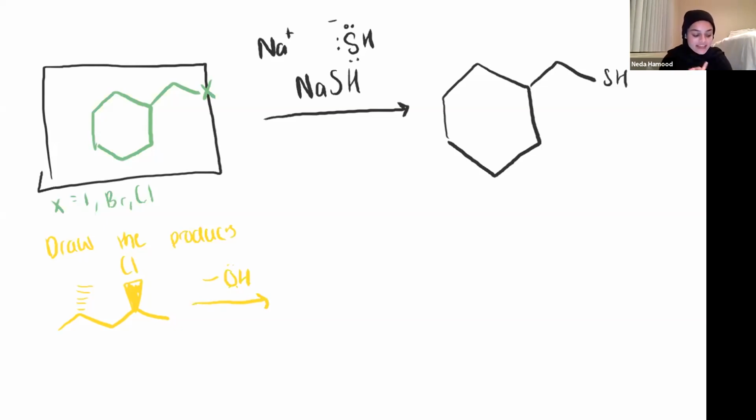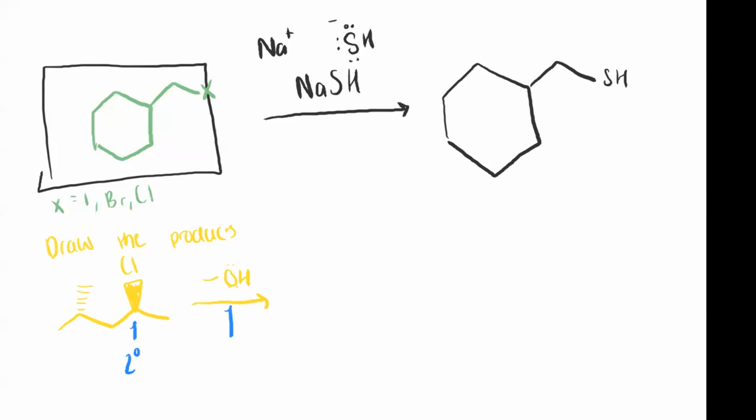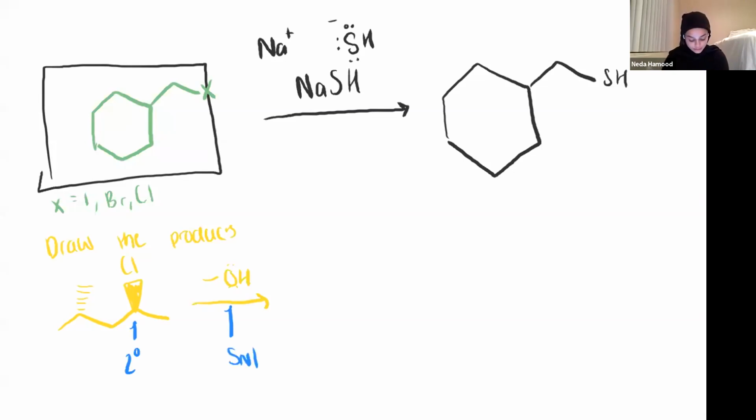So there's actually literally only one way, because this is a 2 degree. So we have to look at the solvent here. It has an OH, awesome. So we know that it's going to be able to hydrogen bond. So that means that we are going to do an SN1 reaction.